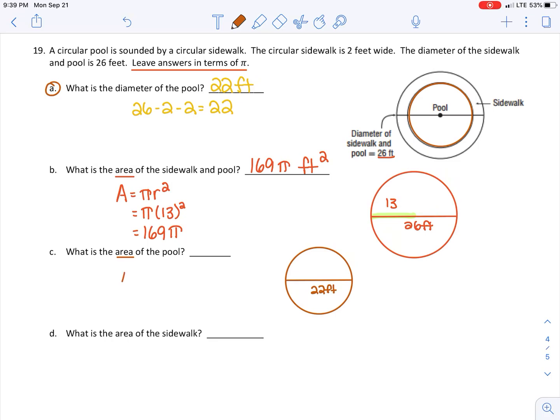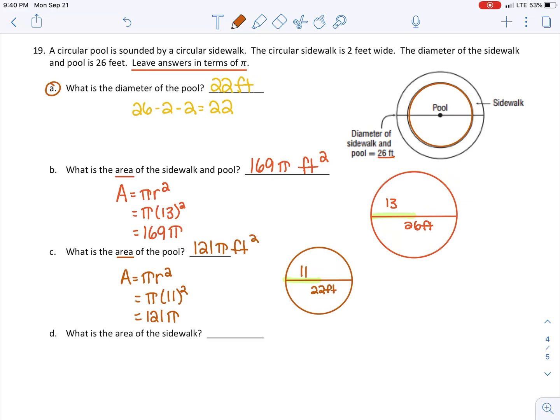But again, we're finding the area, and area is equal to pi r squared. So we need to know what the radius is and not the diameter. So we need to know what half of that 22 is. And half of 22 is 11. So we're going to say area is equal to pi times our radius 11 squared. Now we can find 11 squared is 121, and then I stick that pi on there since we are leaving our answer in terms of pi. So we have 121 pi, and we're still talking about feet squared.